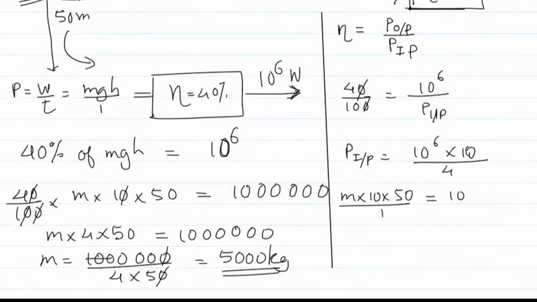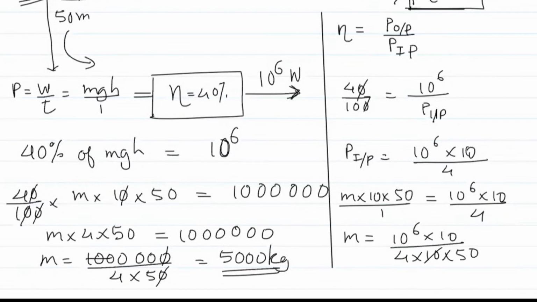And this is 10 to the power 6 into 10 upon 4. So m will be 10 to the power 6 into 10, and this 10 into 50 goes down. So here it gets cancelled. And again, the calculations are the same as we got over here. M will be 5,000 kgs.